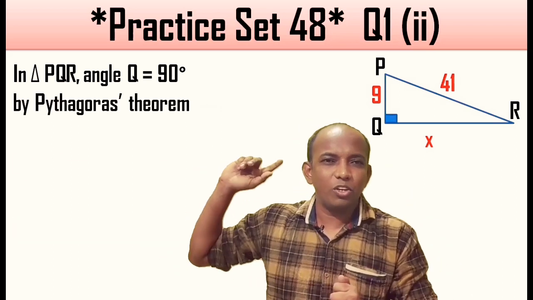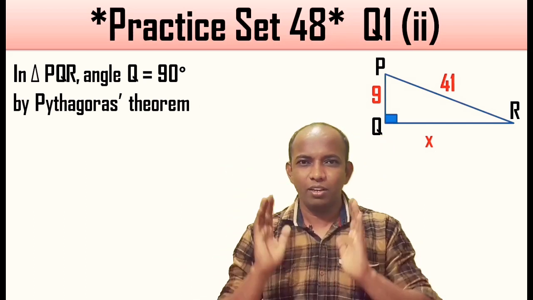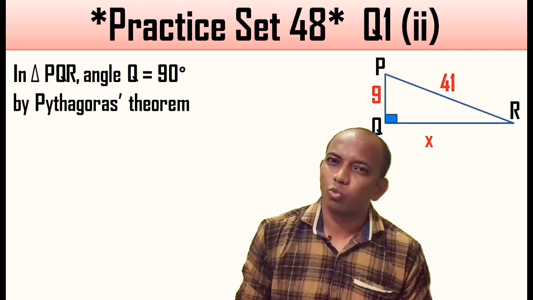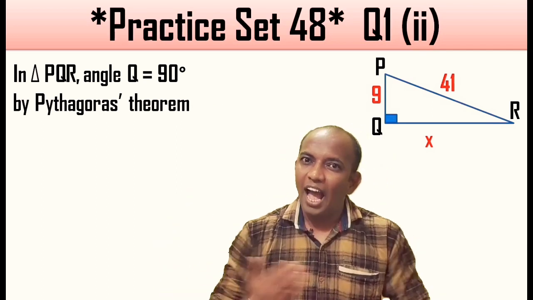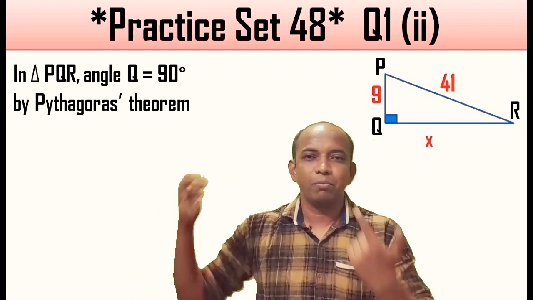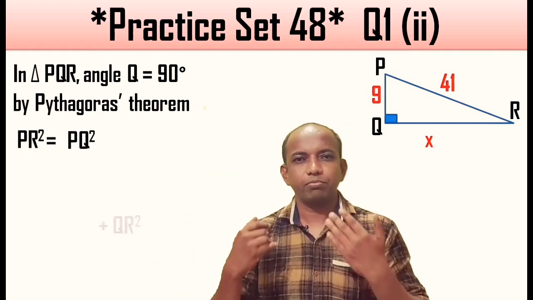So over here in the triangle, we know that PR is the hypotenuse, so we are going to begin the formula with PR, right? Because we know hypotenuse square is equal to S1 square plus S2 square. This is the Pythagoras theorem. As the theorem begins with the hypotenuse, we are going to begin with the hypotenuse over here also, right? So PR square equals PQ square plus QR square.